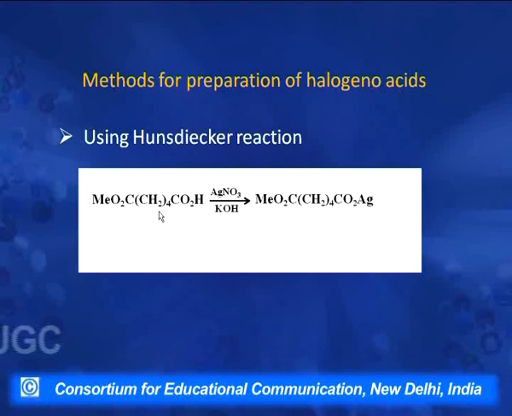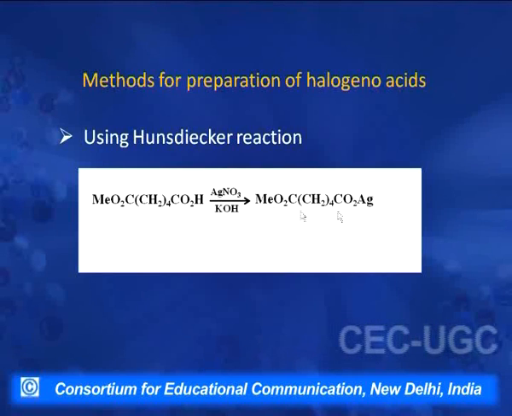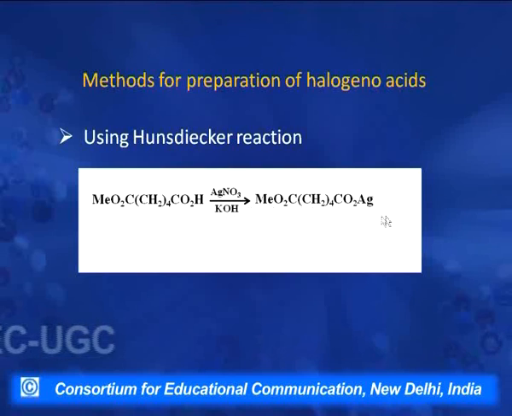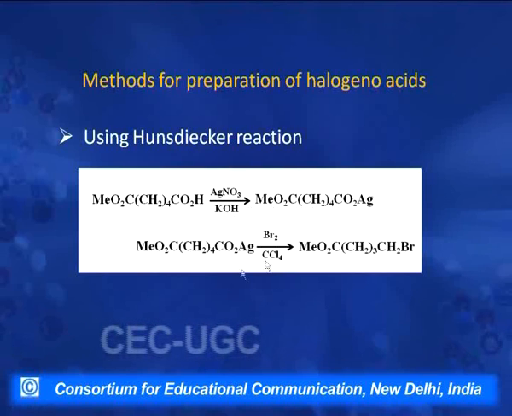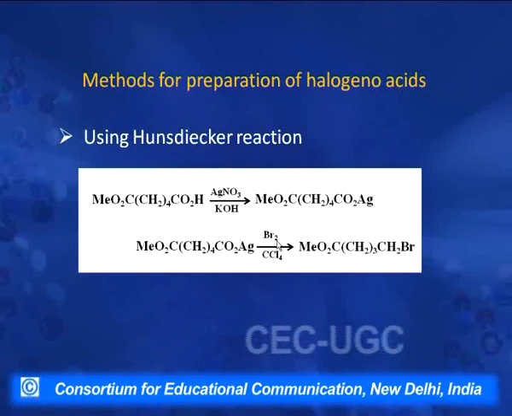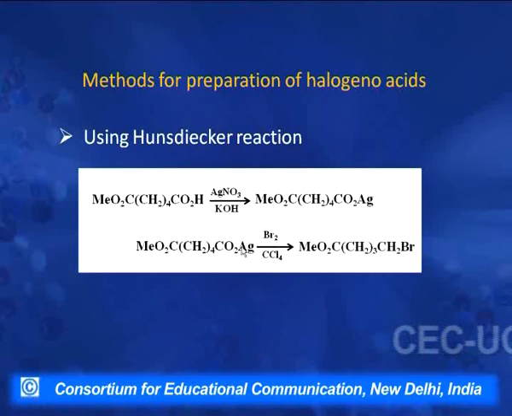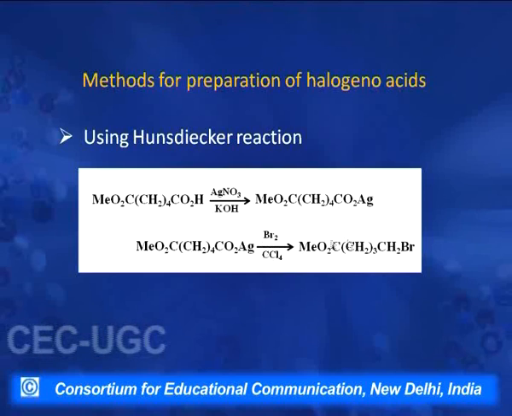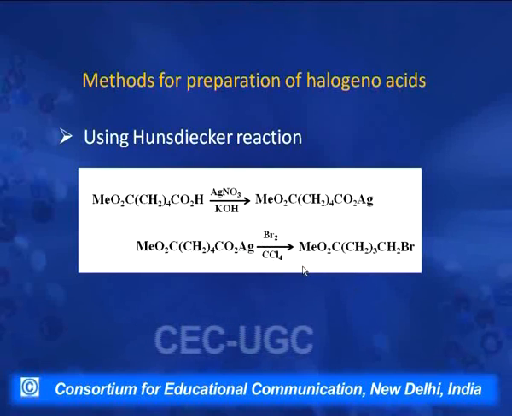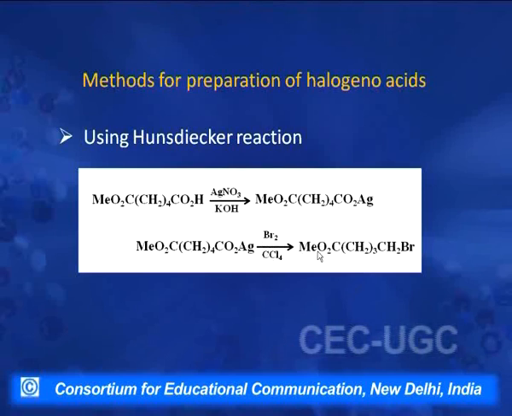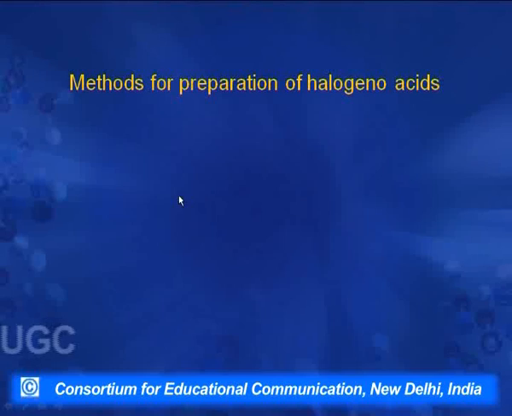If we have a dicarboxylic acid and this is a monoester, on this side a free carboxyl is there, we prepare its silver salt on treatment with silver nitrate in alkaline medium or maybe with silver hydroxide, and then this silver salt is treated with bromine. Now what will happen? On this carbon dioxide is lost and bromine gets attached here. So we get a bromo substituted ester which can be hydrolyzed later to give us bromo substituted carboxylic acid.